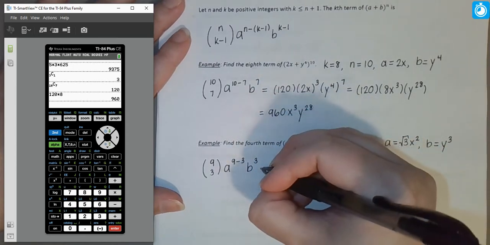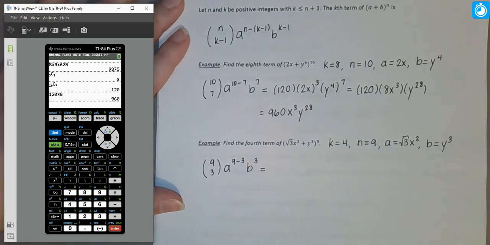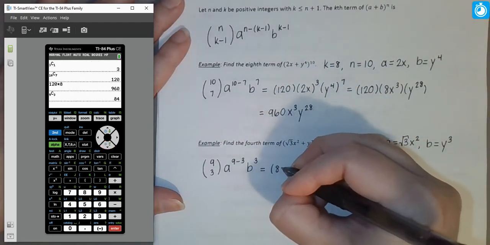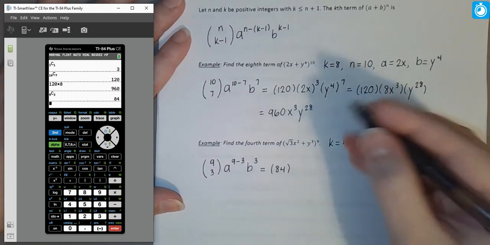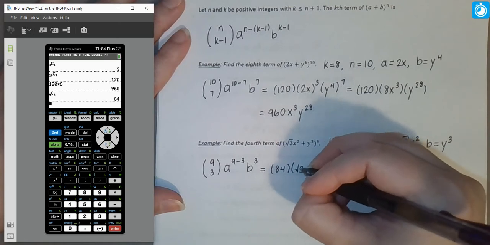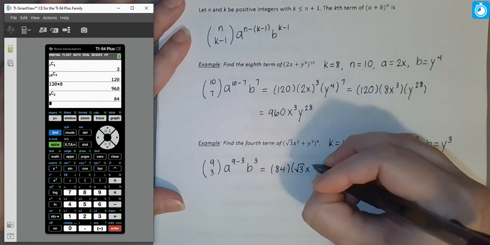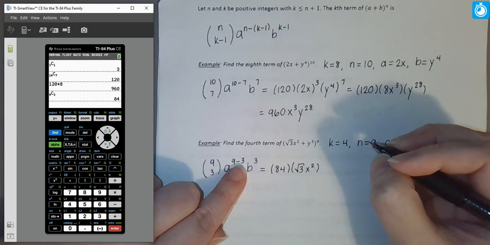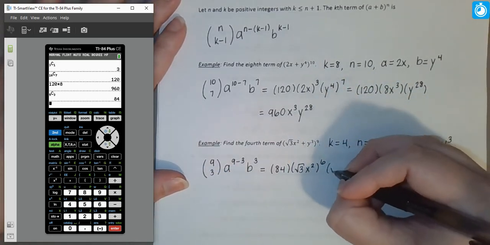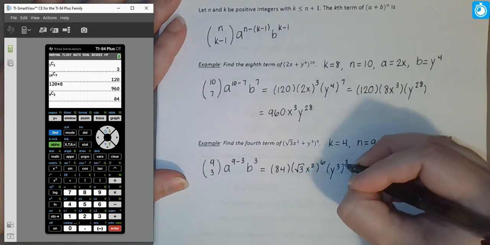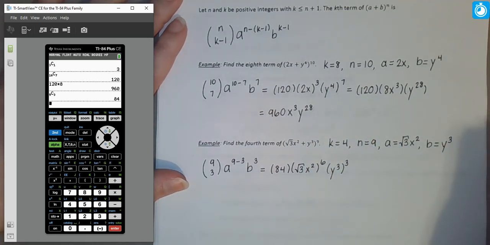So now we just need to plug in our values, simplify things down. So let's find 9 choose 3, our coefficient. That's going to be 84. Okay, and then we'll plug in our a, we'll plug in our b. So a is going to be the square root of 3 times x squared, and that is now being raised to the 9 minus 3, or the 6th power. And then b is y cubed, and that is also being cubed.